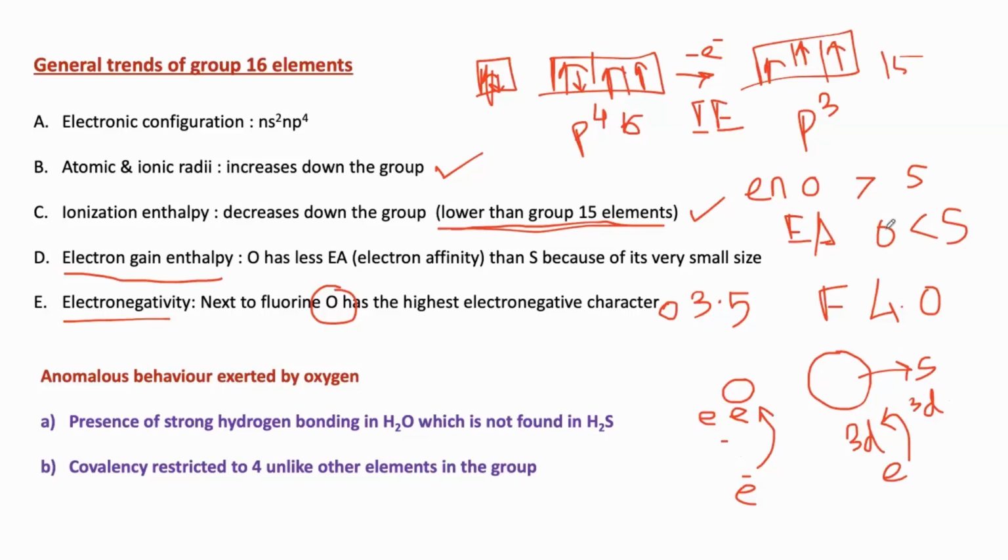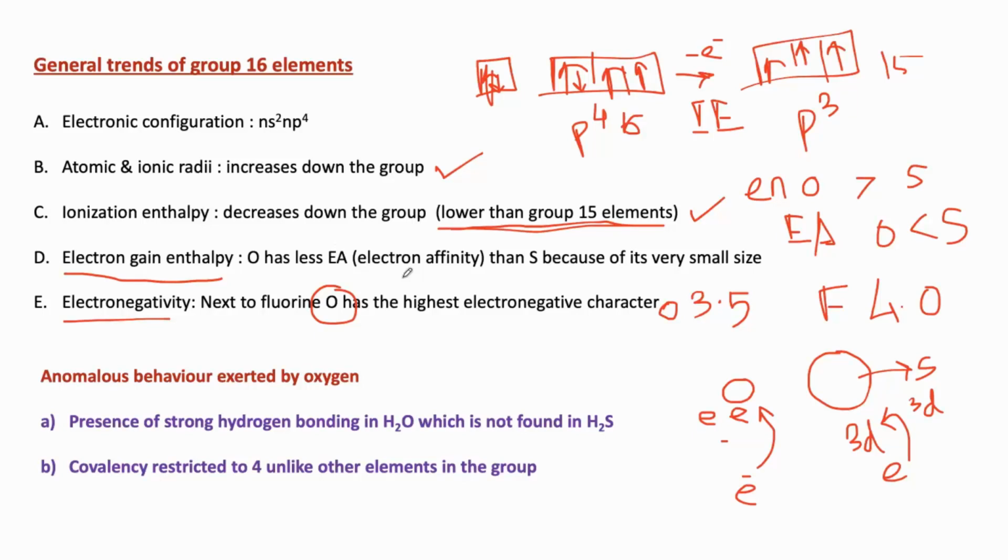That's why the oxygen atom, despite having such high electronegativity, is not actually fond of taking up one more electron, because it will suffer from severe inter-electronic repulsion. That's why the oxygen atom has less electron affinity than sulfur: because of its small size, the inter-electronic repulsion will be much higher in the case of oxygen.